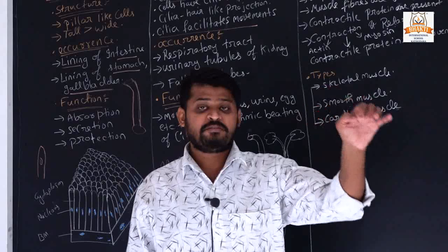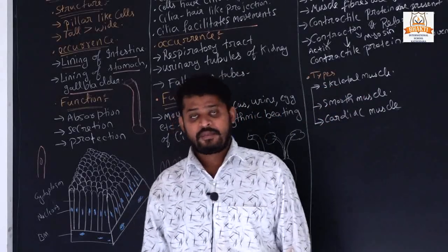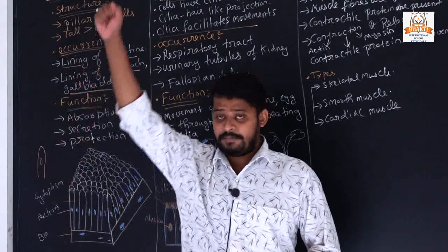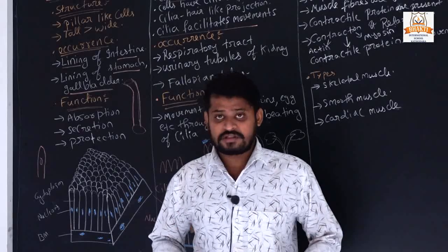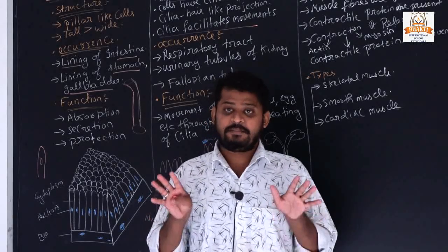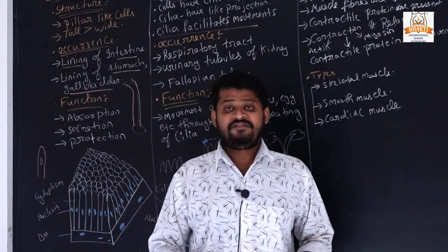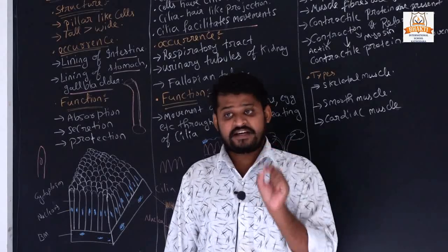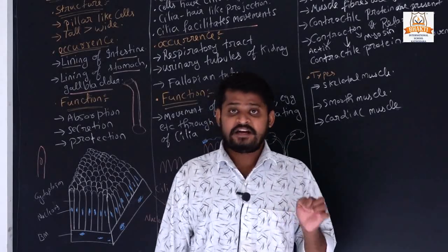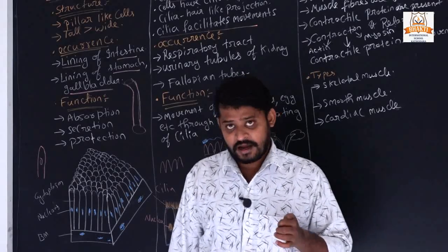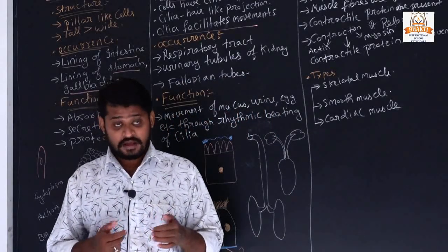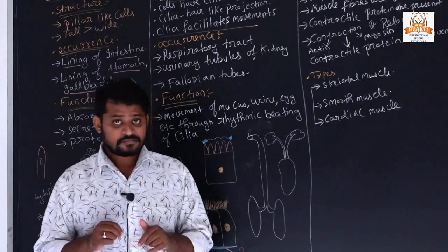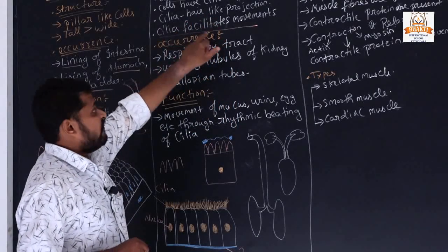What is the difference between movement and locomotion? If I am standing here and I am writing, I move my hand up and down from one position, meaning I don't change my position. From the same position, if I move any part of the body, that is called movement. If I change the position of my body, then it is called locomotion. I will go one step back, so I change my position. So this is locomotion. So cilia facilitate movements.